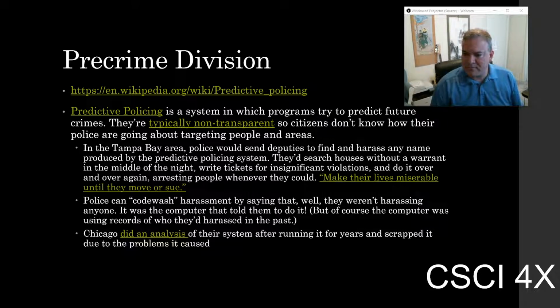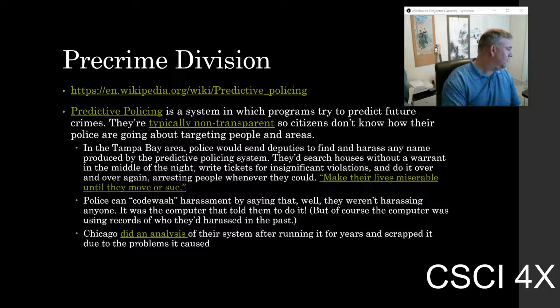So that's one thing to always keep in mind when you work with computer science: just because a computer is telling you to harass somebody doesn't absolve you of any responsibility, at least in most people's eyes.